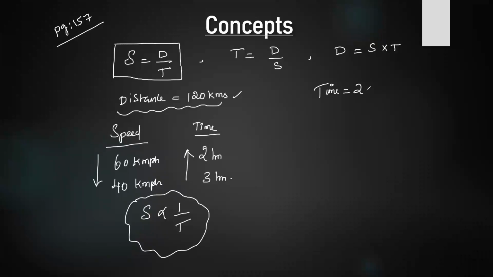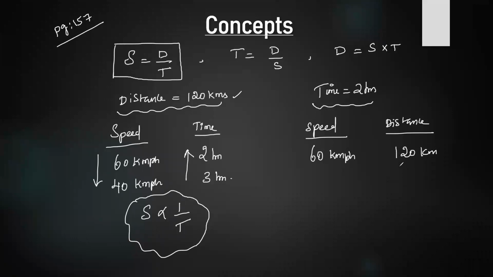Next one is time. If you take time as constant, take speed and distance. So 60 kilometer per hour. What is the distance we covered within 2 hours? 2 hours non-stop we have to drive the car. We drive at 60 kilometer per hour. What is the distance traveled? 120, right?